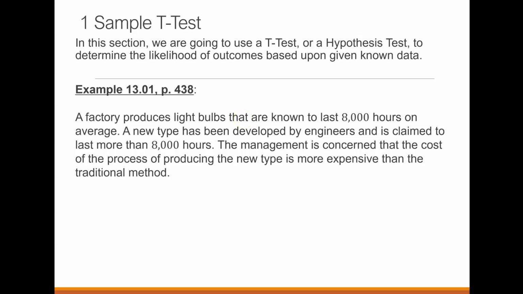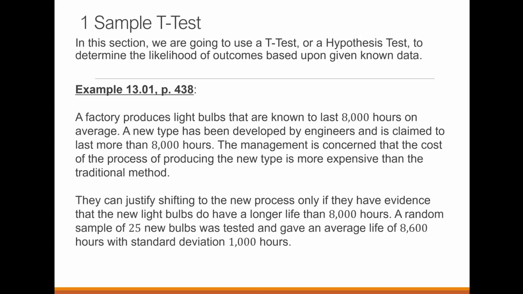So this came from your textbook. It says a factory produces light bulbs that are known to last 8,000 hours on average. A new type of light bulb has been developed by engineers and is claimed to last more than 8,000 hours. The management is concerned that the cost of the process producing the new type is more expensive than the traditional method. They can justify switching to the new process only if they have evidence that the new light bulbs do have a longer life than 8,000 hours. To test this, a random sample of 25 new light bulbs was tested, and it gave an average life of 8,600 hours with a standard deviation of 1,000 hours.